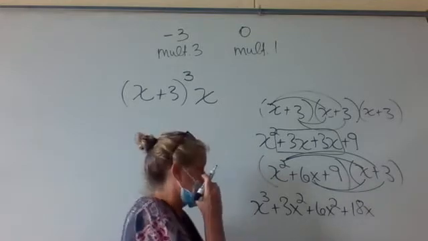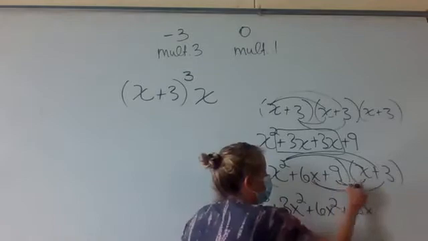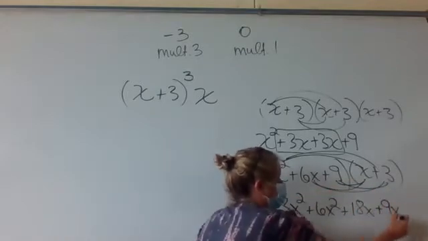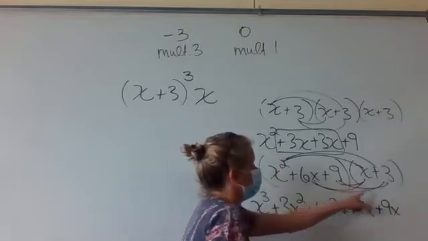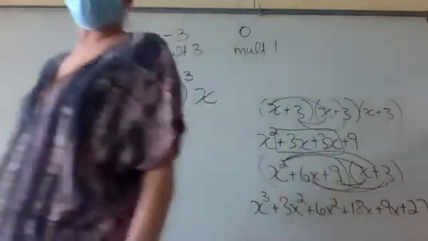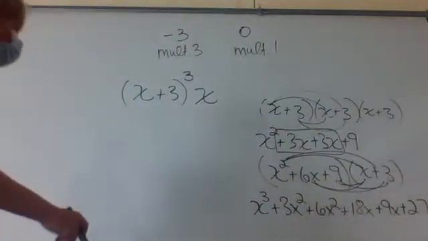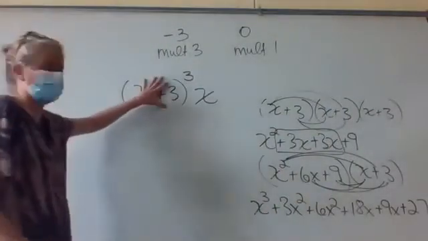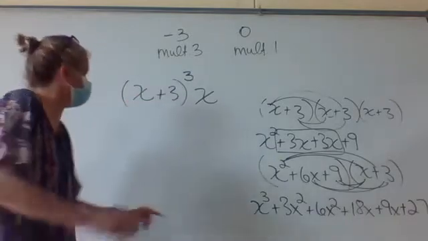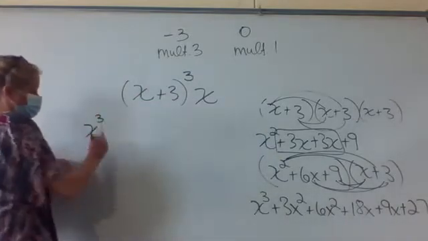And then distribute the last term. So I'm distributing the 9 to both of these. 9 times x is 9x. And 9 times 3 is 27. So I just need to clean that up. When I clean it up, I'm going to write it under where it came from, which is this right here. I don't have any other x to the third, so I'll just bring it over.